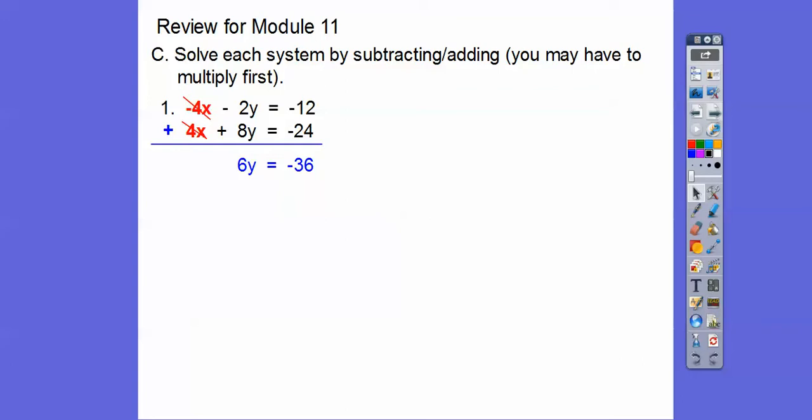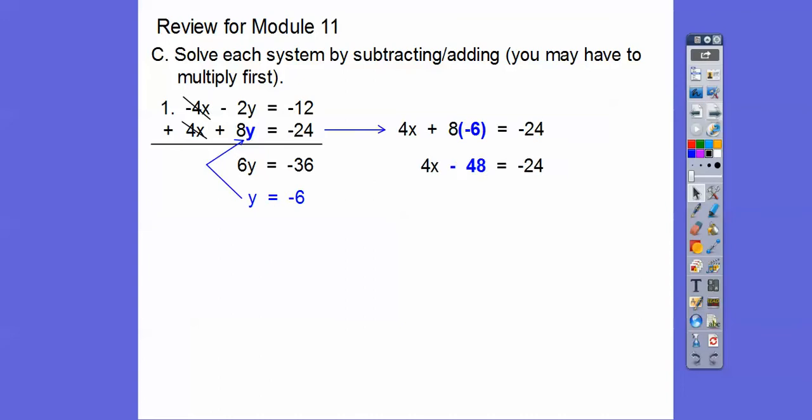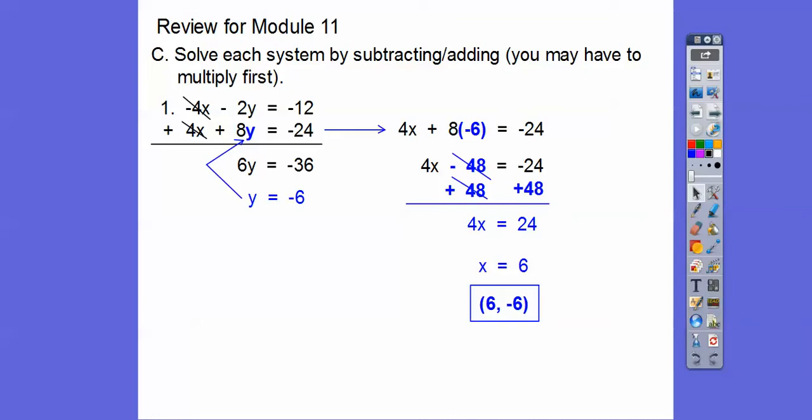Then we divide by 6, we get y equals negative 6, and then plug y equals negative 6 into any one of those equations up there. I think I'll put it next to the 8 right there, because I don't want to deal with the negatives in the top equation, because I get mixed up on those as well. So 8 times negative 6 is going to get us negative 48, and then we're going to add 48 to both sides. Negative 24 plus 48 is 24, so 4x equals 24, and dividing by 4, we get x equals 6. The x, y is our answer, so 6 comma negative 6.